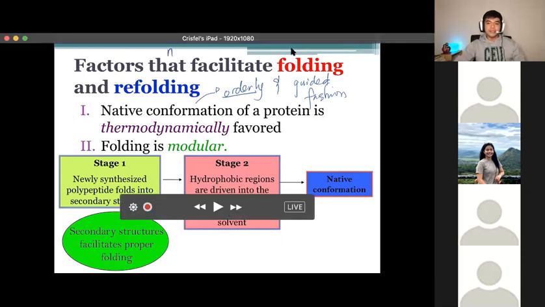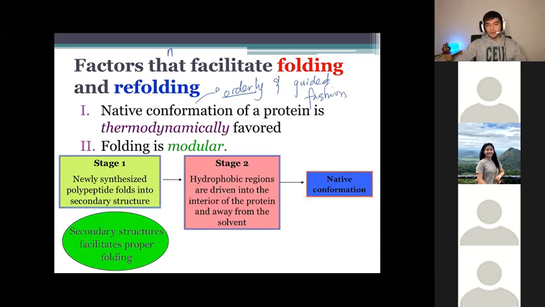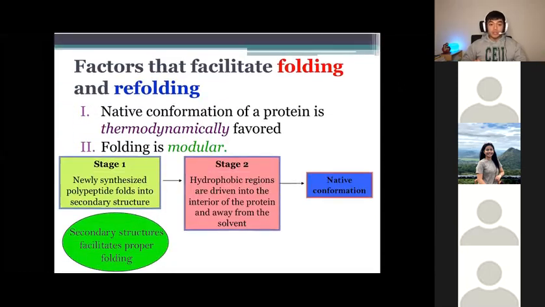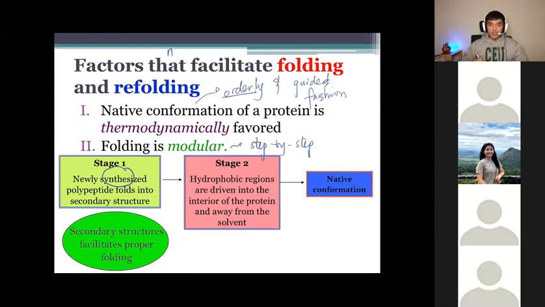So that is synthesis, and then after synthesis, folding, and then after folding, degradation in case may problem. Next, folding is said to be modular. So pag sinabi naman nating modular, the events that happen are step by step. Okay, step by step. Folding is modular. So in stage 1, there is synthesis. A newly synthesized polypeptide folds, and then mapapataas ang level of structure niya. And then after that, dito na papasok ang proper regulation.